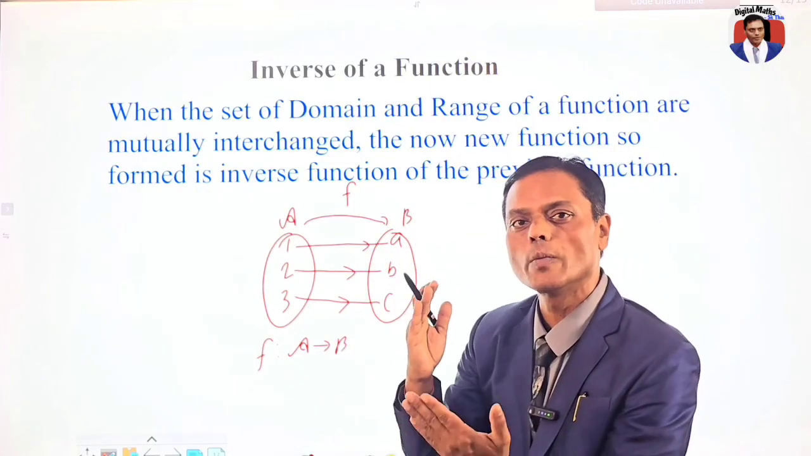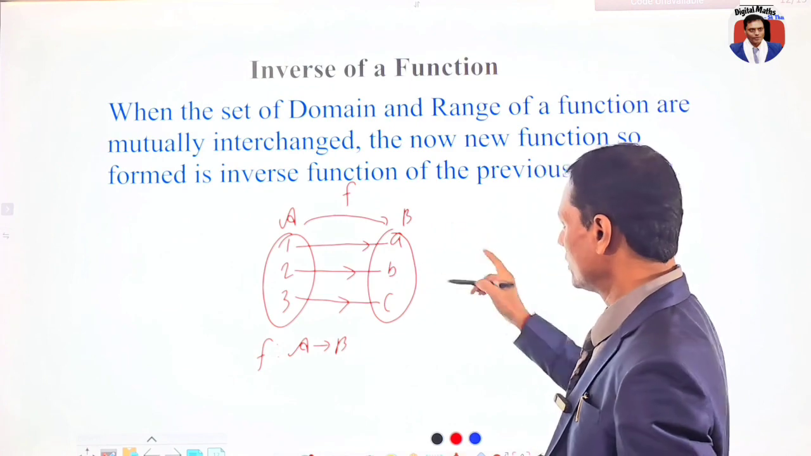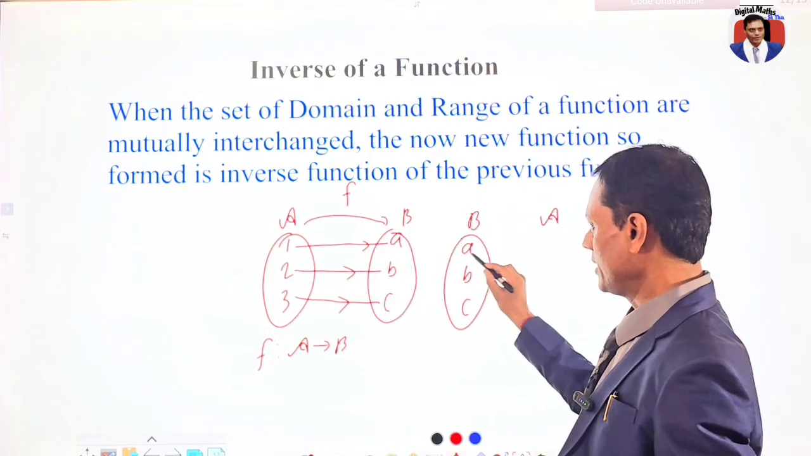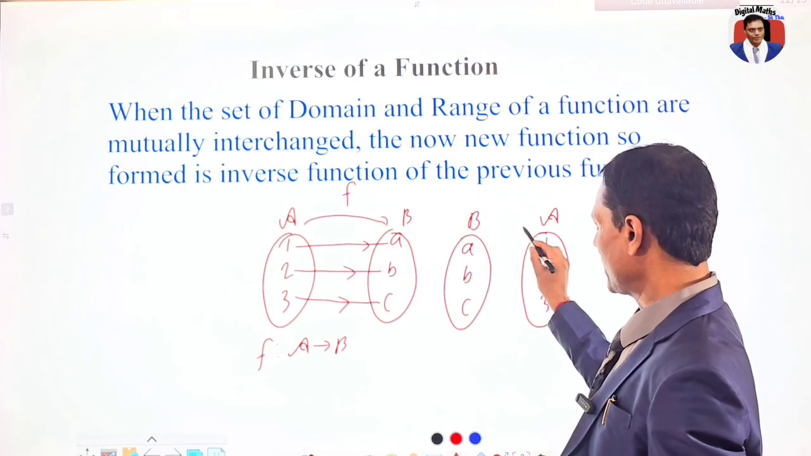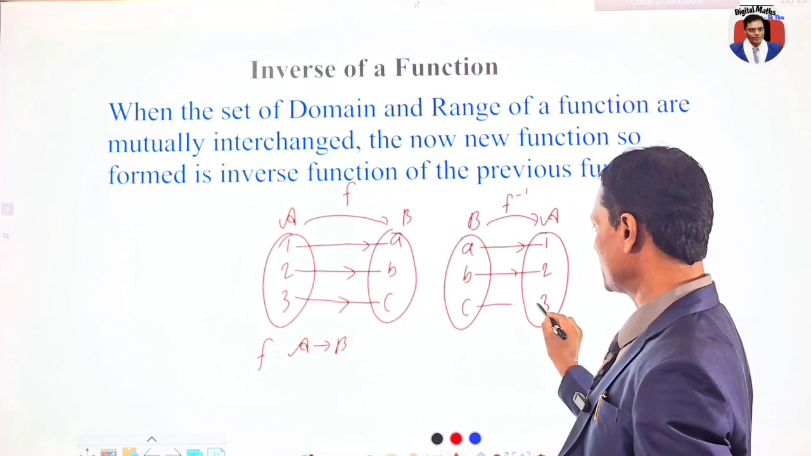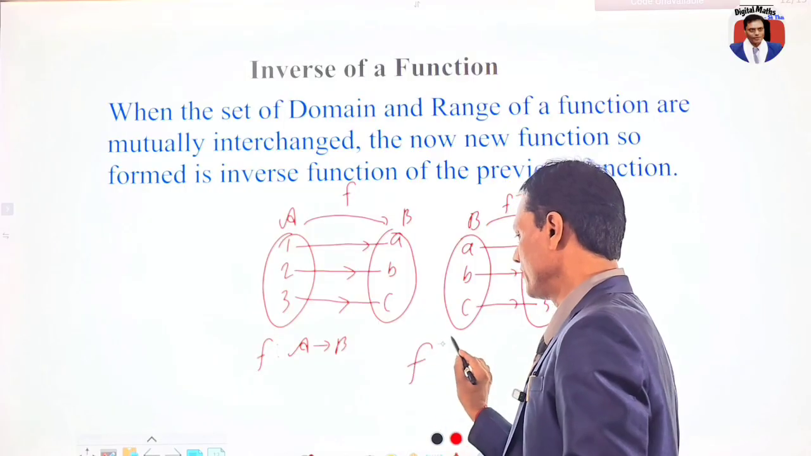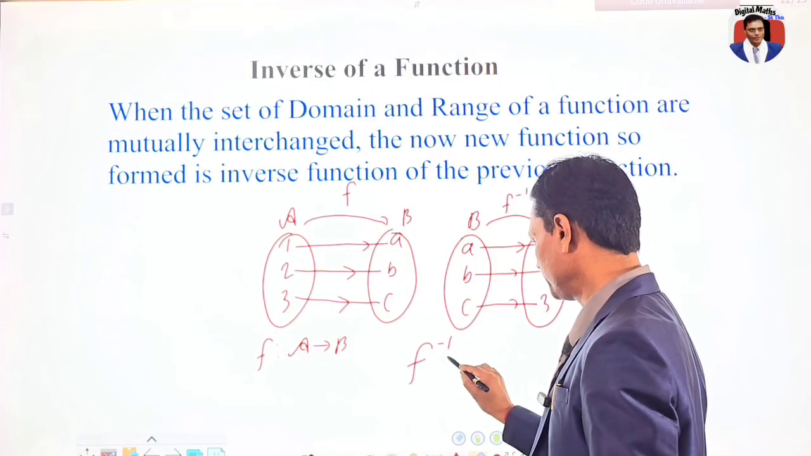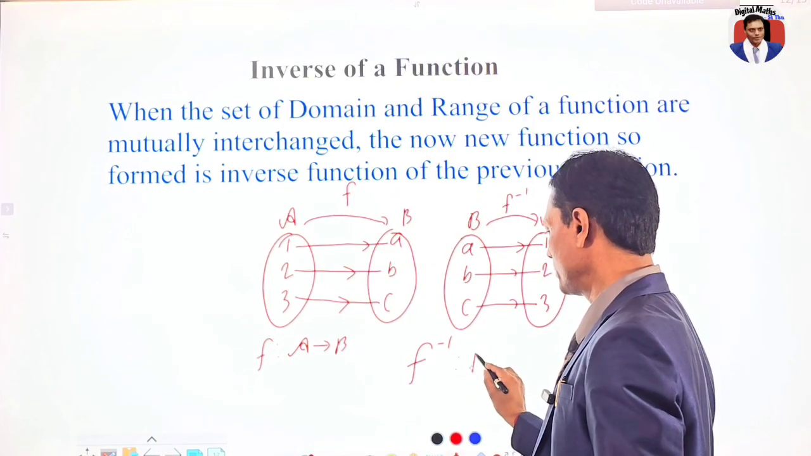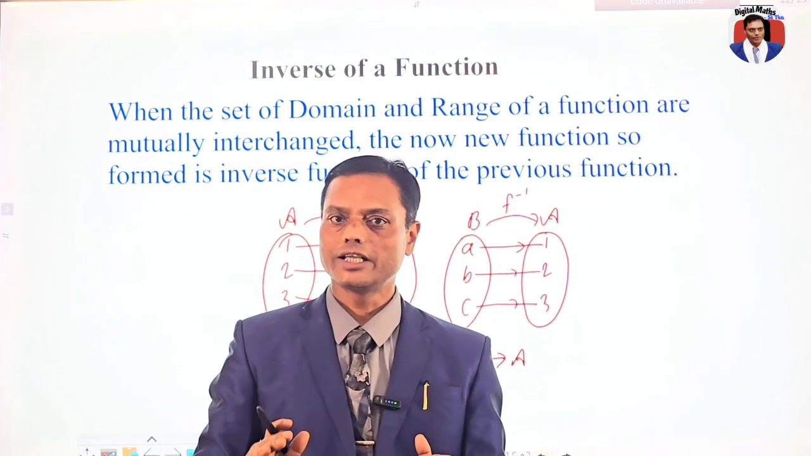But when you interchange the domain and the range, what do you get? When you interchange, this becomes B, and here it becomes A, right? And here becomes a, b, and c, and here becomes 1, 2, and 3, right? And this is an inverse function. Here a is mapped to 1, b is mapped to 2, and c is mapped to 3. So this is called the inverse of the given function, and we represent it as f to the power minus 1, which is a function from B to A. So the inverse of a function is from B to A if the function is from A to B.